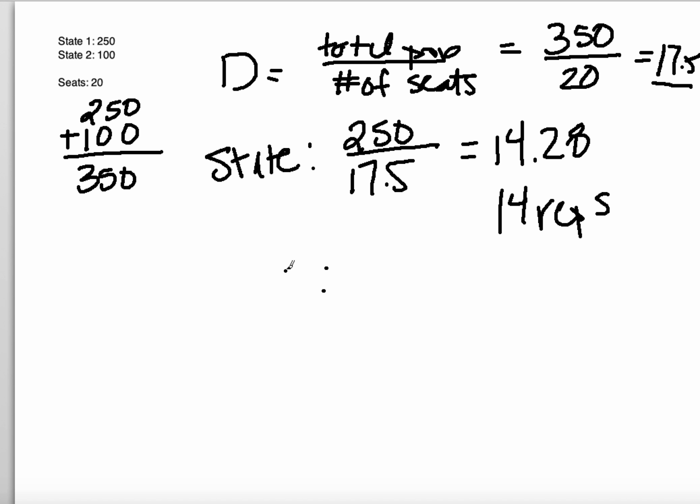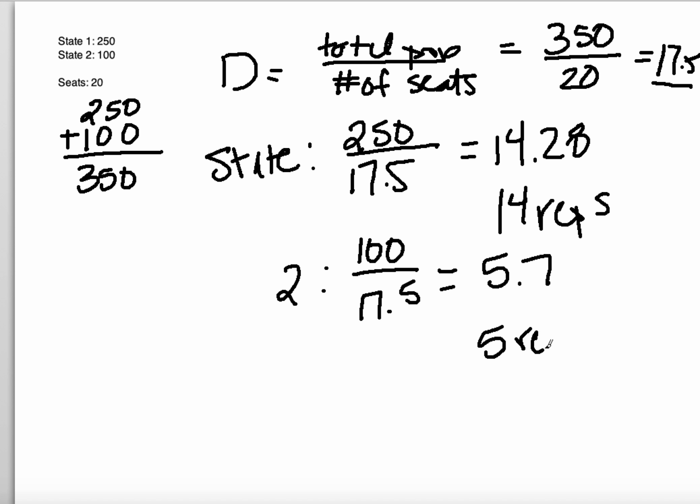Then I'm going to find state 2. I'm going to take their population and divide it by 17.5. And you would continue this process for all 10 states by taking their population and dividing it by D. So I get 5.7 here, so they get 5 reps. So I'm going to say, okay, 5 plus 14 is 19 reps. So I have 1 left over. In the LASA, you should have a couple left over because we're not accounting for those decimals.